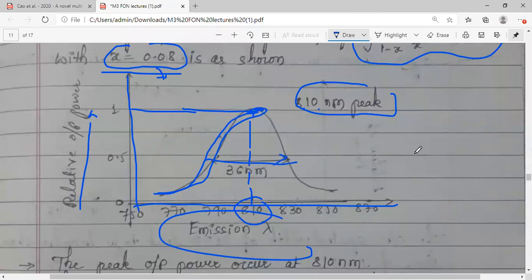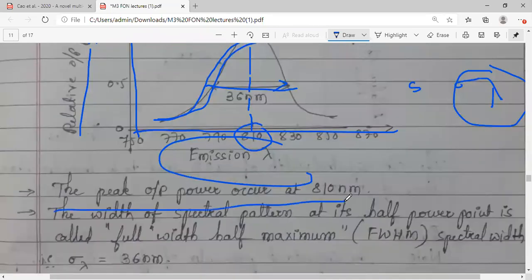This is half power, what we call, and it is the spectral width. We have even discussed the spectral width in the case of scattering also, dispersion and scattering: the range of wavelengths or frequencies that one particular material is able to send. Okay, that is the spectral width. So it is 36 nanometers. You can see the peak is 810, and the width of the spectral pattern at the half power point.